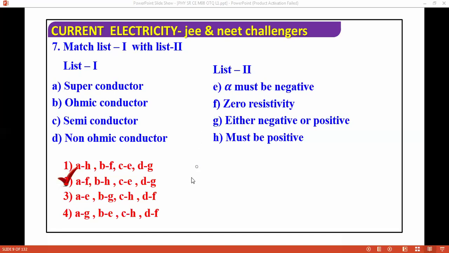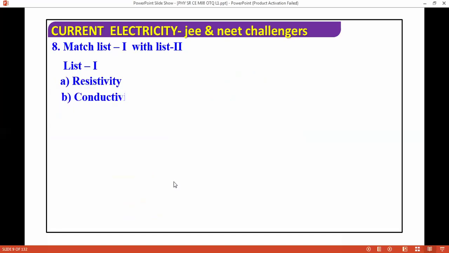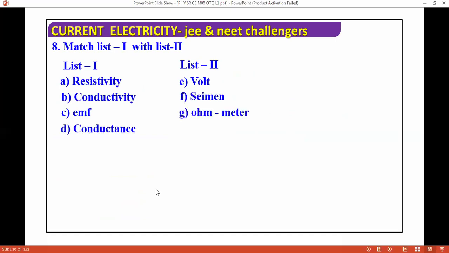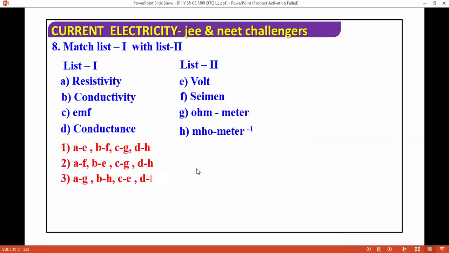So next, we are going for the next question. We have list one and list two. List one: resistivity, conductivity, EMF, conductance. List two: volt, Siemens, ohm-meter and mho per meter, which is the opposite of resistance. You need to take care of the units. Basically, the question is playing with you on the units.